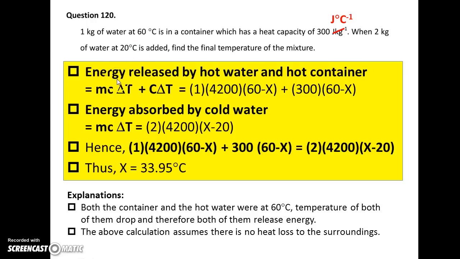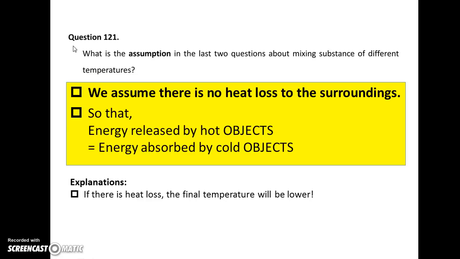So the total energy released by the hot water and hot container will be expressed in this way, mc delta T plus C delta T, where C is the heat capacity of the container. The energy absorbed by the cold water remains to be mc delta T, and so you may find the final temperature 33.95 degrees Celsius.